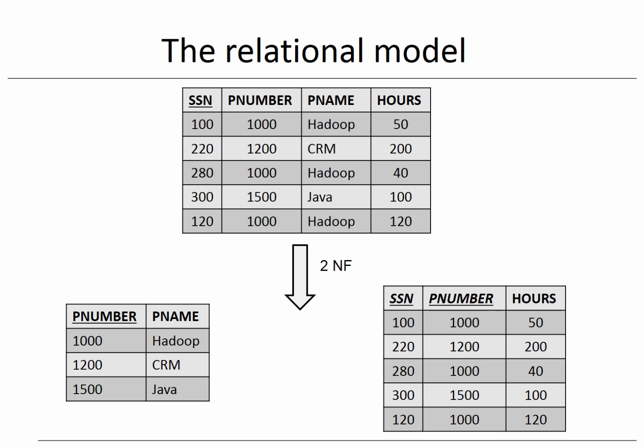Note the redundancy in the original relation. The name Hadoop is repeated multiple times, which is not nice from a storage perspective. Also, if you would like to update it, then multiple changes need to take place. This is not the case for the two normalized relations at the bottom of the slide.